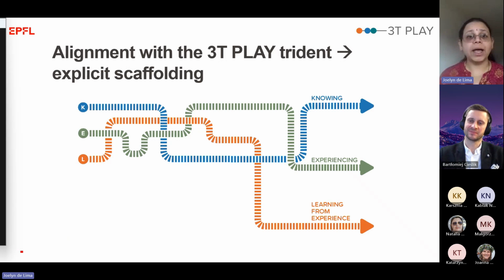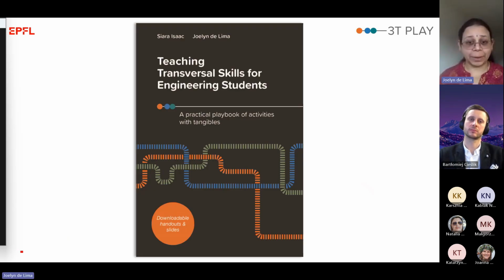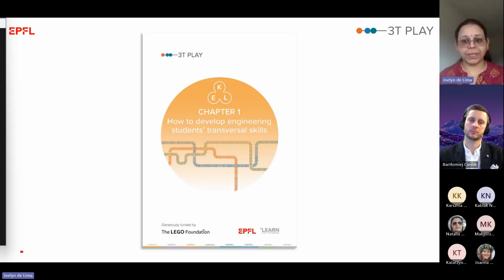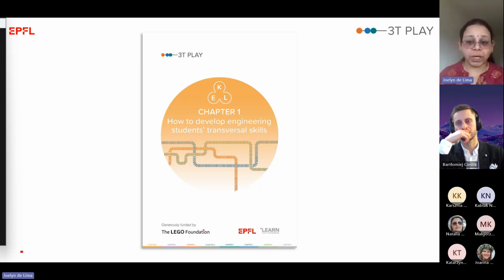All this is going to be in our book, as I was mentioning to you earlier. The book has 8 chapters. The first chapter is more of an overview, which tells you what transversal skills are, why these are important, how they need to be explicitly taught in engineering programs, and then goes into a bit about the 3T play approach to teaching transversal skills, which looks at current pedagogical approaches and then contrasts them with the 3T framework and the 3T approach. Talks a little bit about tangibles and why to use tangibles and how the framework was developed.